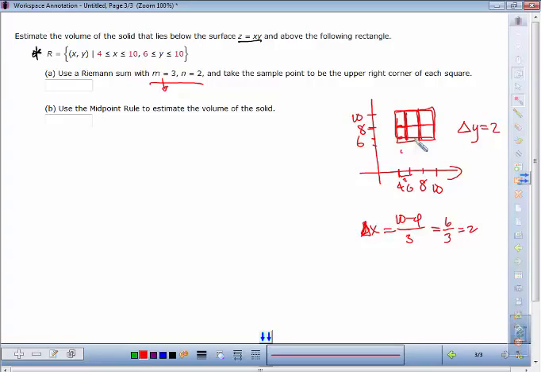All right, the first one, well, we're kind of doing the first one already. Use Riemann sum with m equal to 3 and n equal to 2, and take sample points to be the upper right corner of each square. So for each square, upper right corner, upper right corner, and so on. So for the first square, right here, my upper right corner is this point, which is 6, 8.